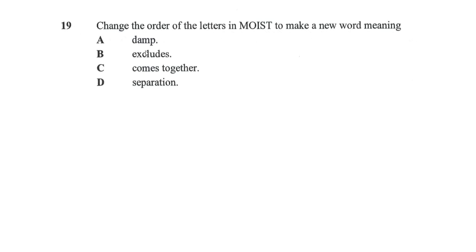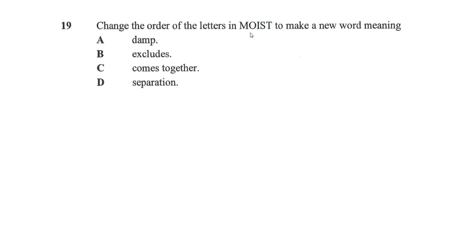meaning. Alright, well the first thing you could do is probably eliminate "damp", because that is the definition of moist. Basically it's a synonym, so it's probably not going to be that. The next thing I would notice is that two of the choices basically end with an S. There's the verb "excludes", which means to leave out, ends with an S, and "comes together", so like integrate or congregate or amalgamate, but we've got the S again there, "comes together".